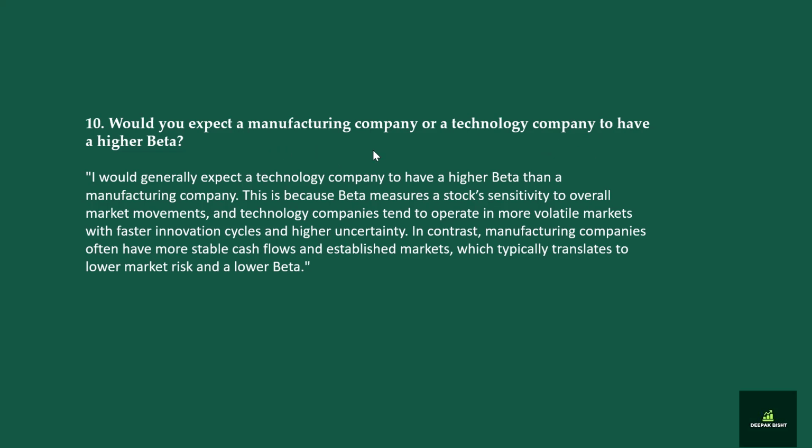And yes, we would expect a technology company to have a higher beta than a manufacturing company.